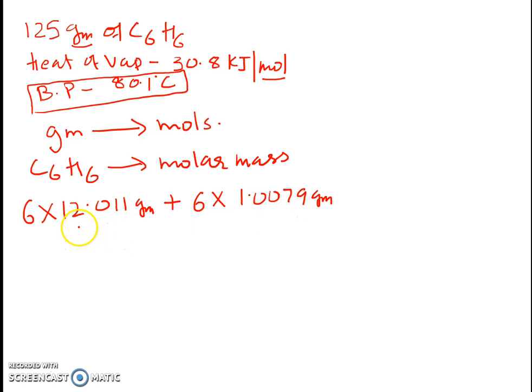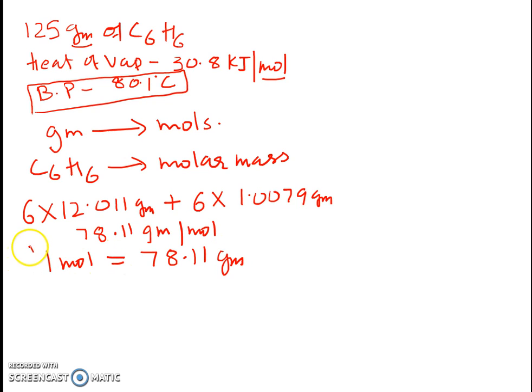let me do the maths, it's going to be 78.11 grams per mole. What does that mean? That means 1 mole of benzene weighs 78.11 gram. So this relation we are going to use in our problem. Now, it's given that heat of vaporization is 30.8 kilojoule per mole. We need to see how many moles are there in 125 grams of benzene.